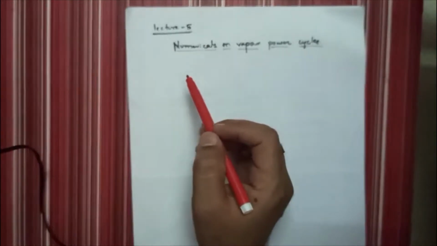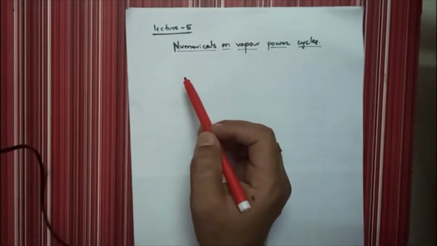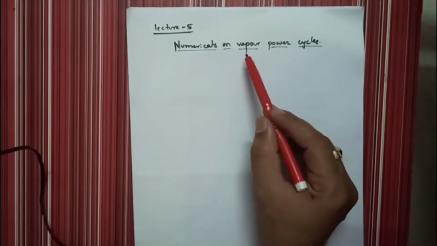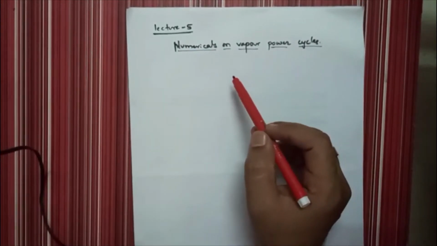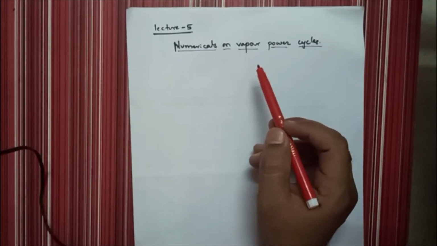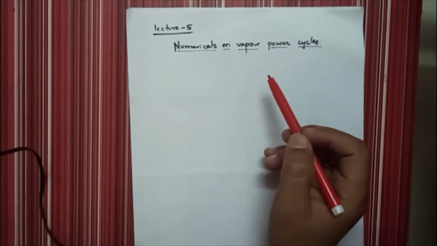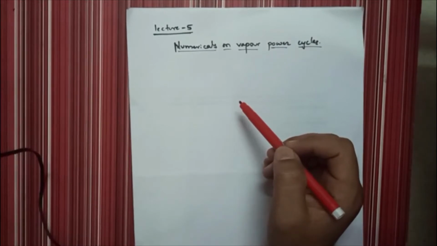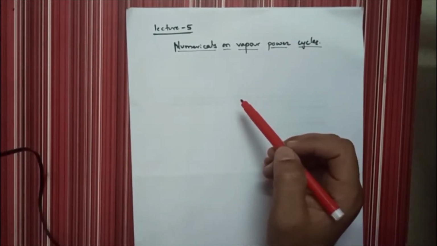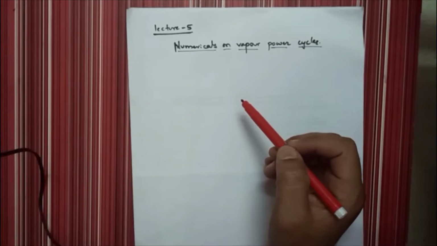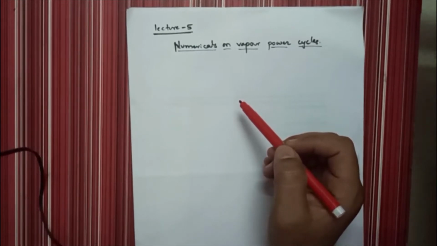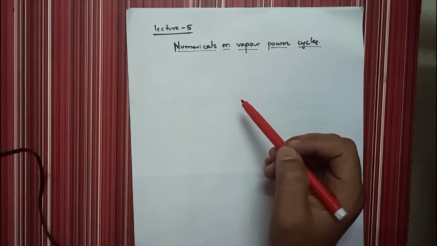In lectures 1 to 4, we discussed the theory topics related to vapor power cycles, that is, efficiency derivation of Rankine cycle, performance of a Rankine cycle, and how to increase the performance of a Rankine cycle, that is effect of boiler pressure, effect of condenser pressure, and superheating, as well as we discussed the formation of steam. Okay, these are the four theory topics we discussed in the previous lectures.